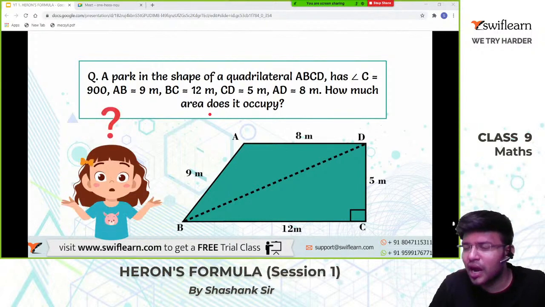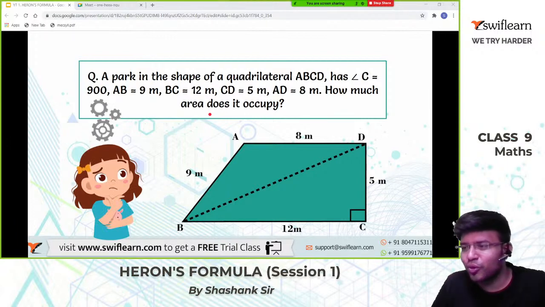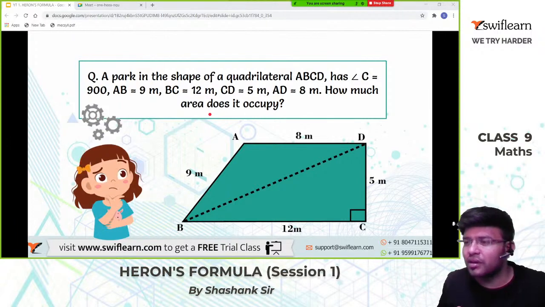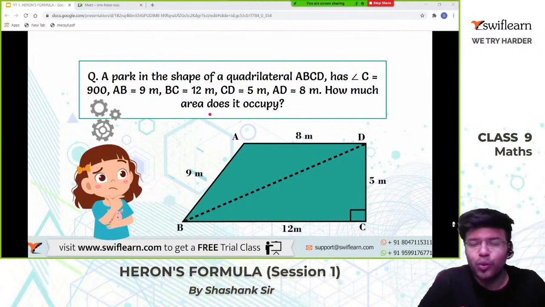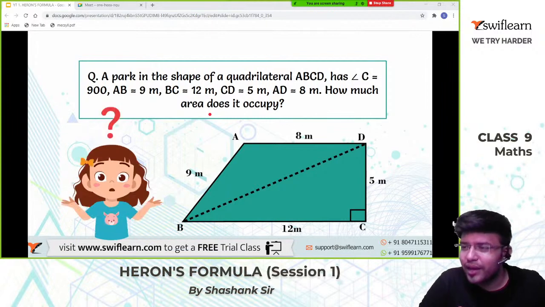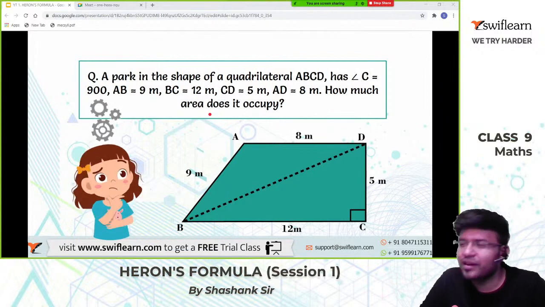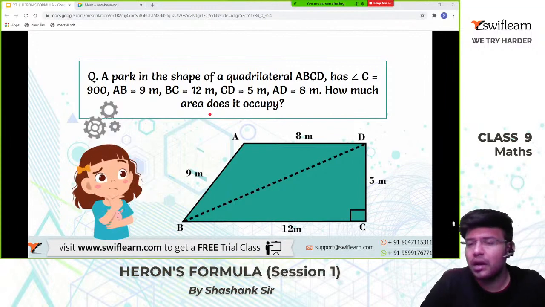Good to know you're from 9th standard, Abhishek Kumar. This is what we are learning for your standard. This is chapter 12, which is Heron's formula, and it involves finding the areas of a triangle and also a quadrilateral like this, with some modification using Heron's formula.